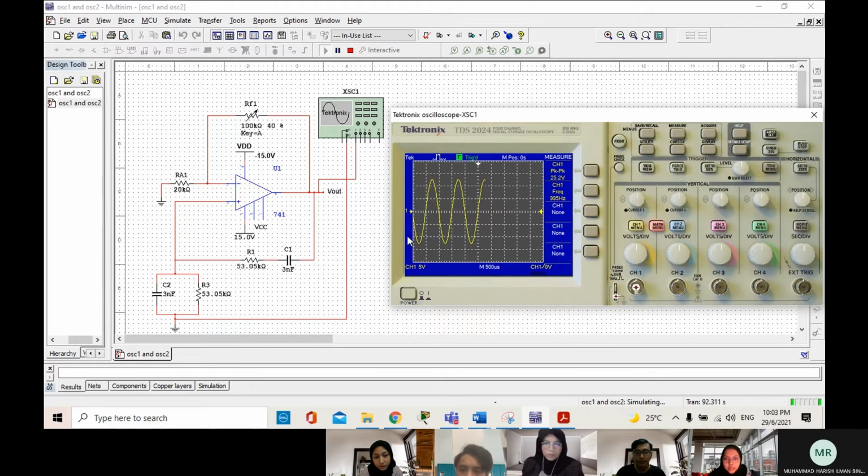Okay, as we can see here, clipping will occur when the wave is at the ideal resistance, which is 40 kilo ohm. And the frequency that we get is the same as the calculation, which is 995 Hz, and the calculation is 1 kilohertz.